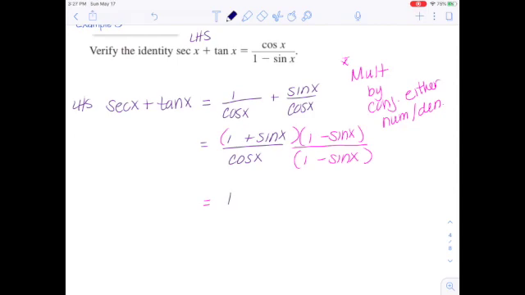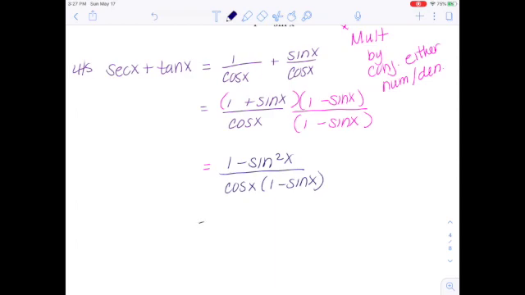All right, so multiply, FOIL out your numerator, you get 1 minus sine squared of x, which is what I wanted to happen, divided by cosine of x multiplied by 1 minus sine of x. And I'll leave that cosine out there because I know I'm going to end up canceling eventually a cosine when I use my Pythagorean identity. So 1 minus sine squared of x is just cosine squared of x. Now that gets divided by cosine of x multiplied by 1 minus sine of x.